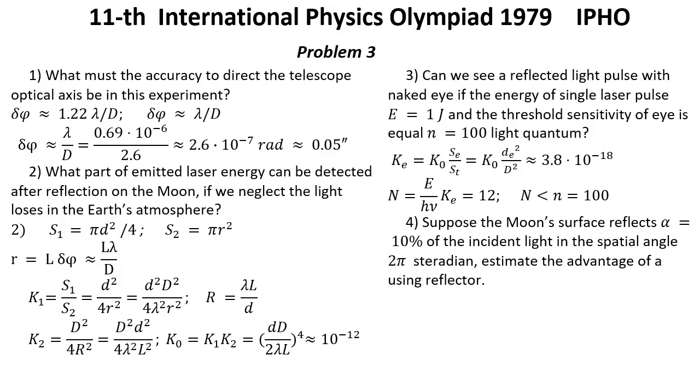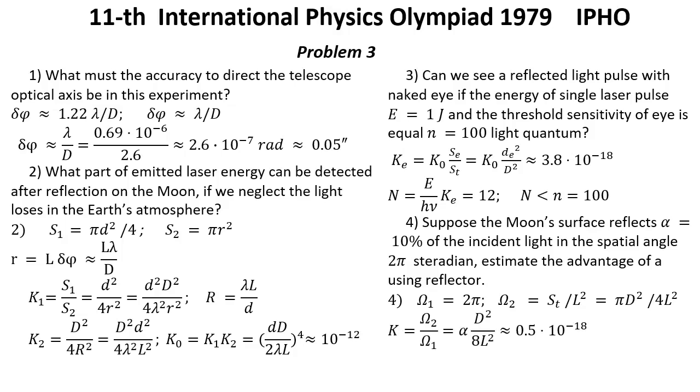The solid angle in which one can see the telescope mirror from the Moon constitutes omega 2 equal S telescope over L squared, which is pi d squared over 4 L squared. That is why the part K of the energy gets into the telescope, and it is equal to omega 2 over omega 1, which is about 0.5 multiplied by 10 power negative 18.